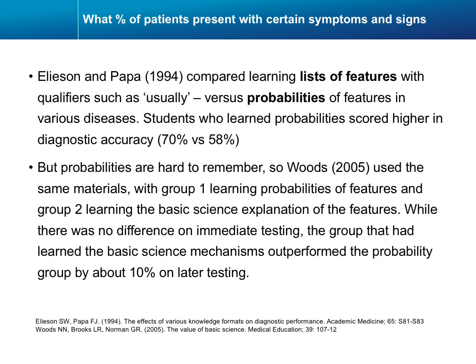But sometimes probabilities are hard to remember, and of course they'll be different depending on what country you're practicing in and on the age of the patient, the type of patient. So in another study they used the same materials, this time the first group learning the probabilities that you'd find certain features, and group 2 learned the basic science explanation of the features. And the group that learned the basic science mechanisms were better when tested later.